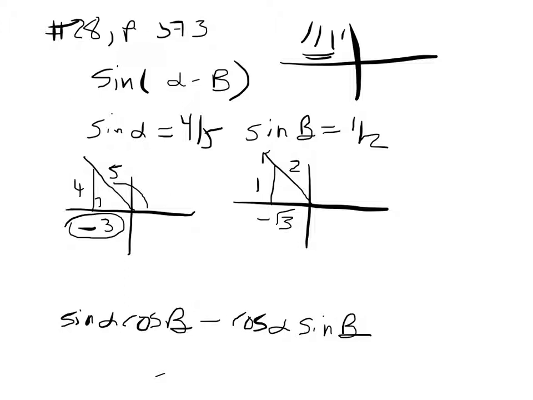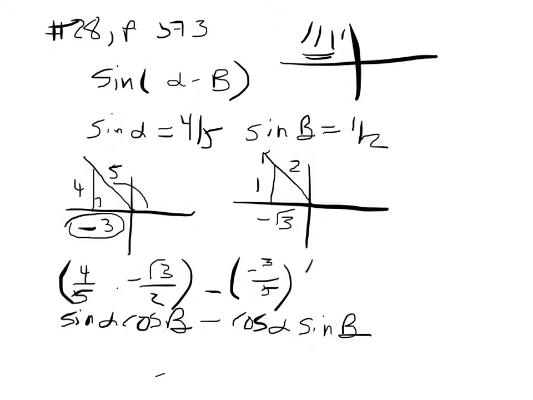And then you can simply answer the question. You're doing arithmetic from now. What is the sine of alpha? Well, the sine of alpha is 4/5. What's the cosine of beta? The cosine of beta is -√3 over 2, minus, what's the cosine of alpha? Cosine of alpha is -3/5. And what's the sine of beta? The sine of beta is 1/2.